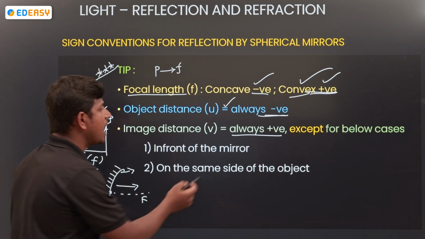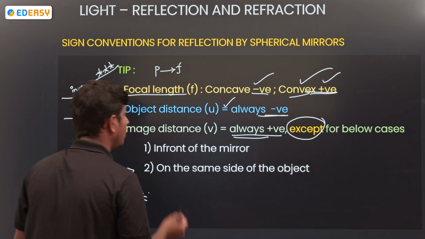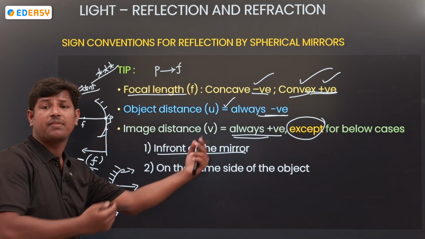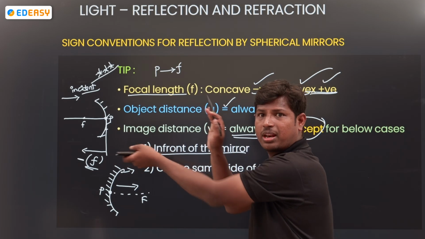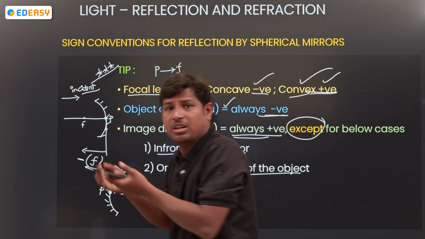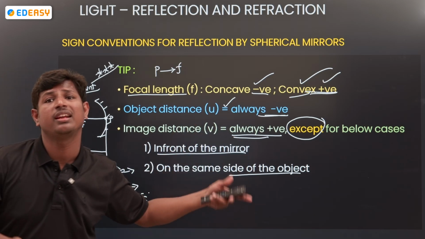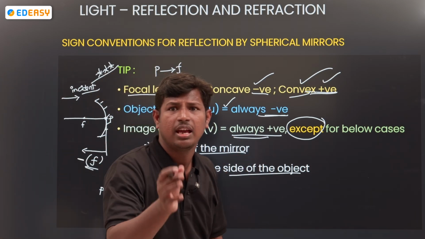So it is positive, except in front of the mirror. Mirror is this side, image is this side. In front of the mirror, negative, on the same side as the object. Which side is the object? The image is on the same side, negative only. Clear? Whether concave or convex, negative only.